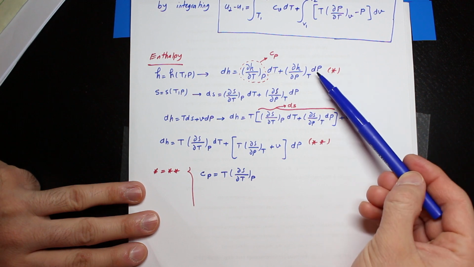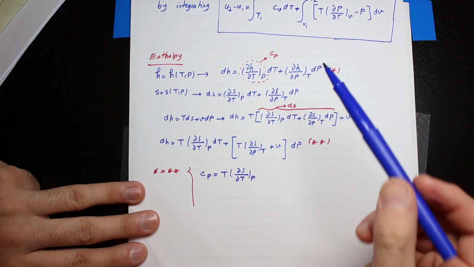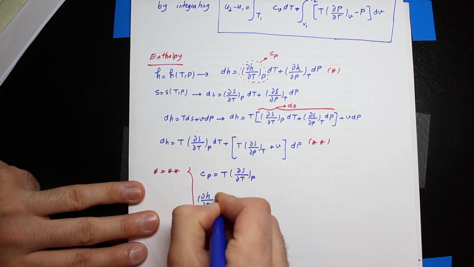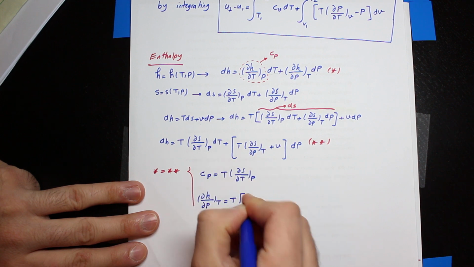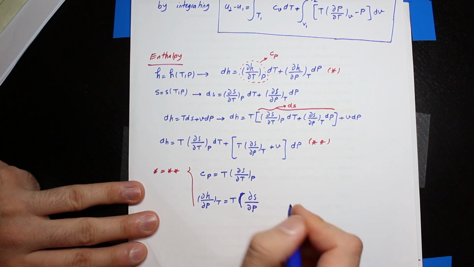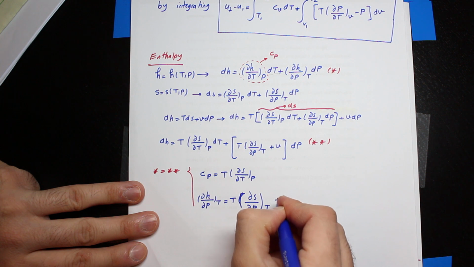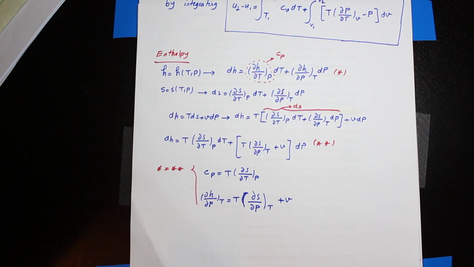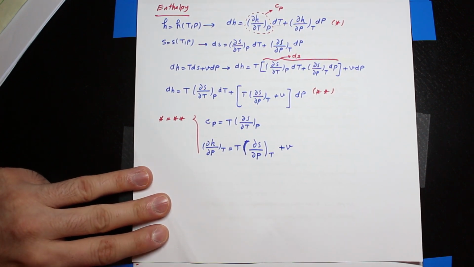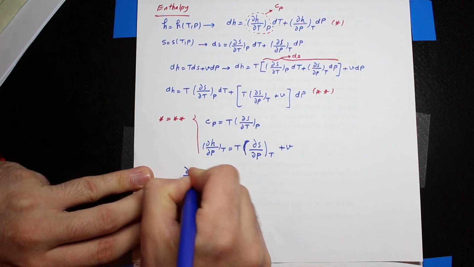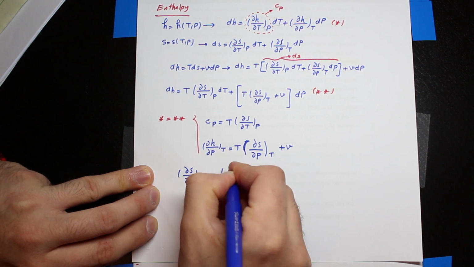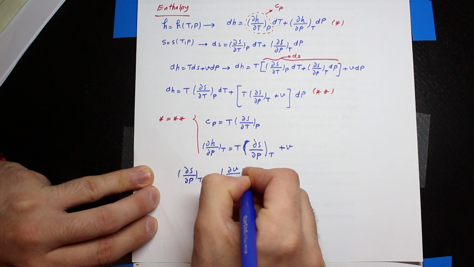The second conclusion is the coefficients of dP are equal to each other. That is, partial H partial P for constant temperature is equal to T partial S partial P for constant temperature plus V. Now, I am going to use one of the Maxwell correlations that we had. One of the Maxwell correlations said partial S partial P for constant temperature is equal to negative partial V partial T for constant pressure.